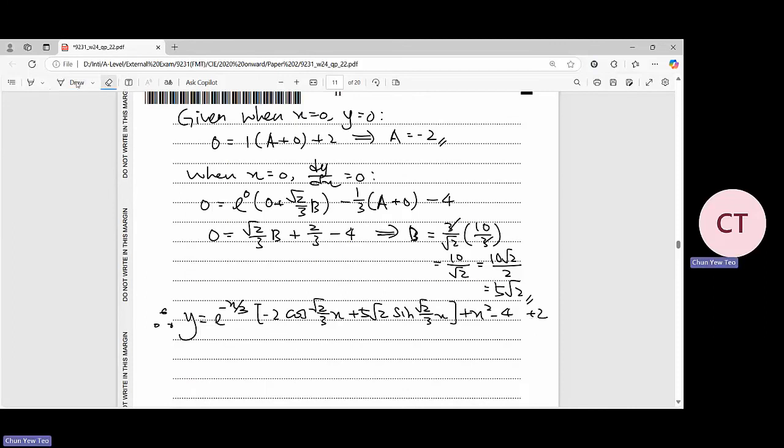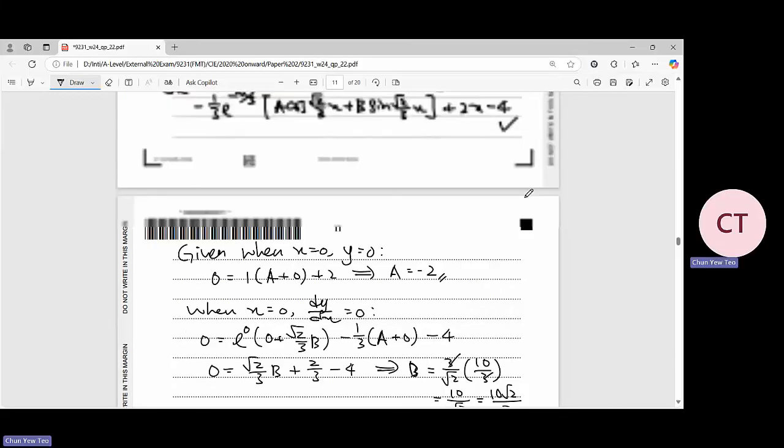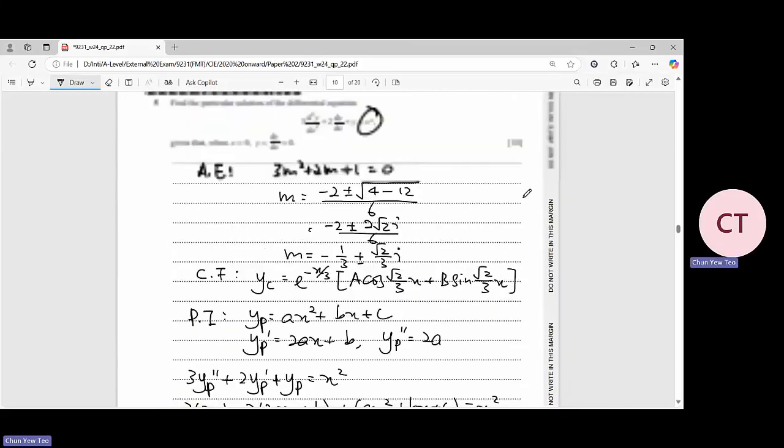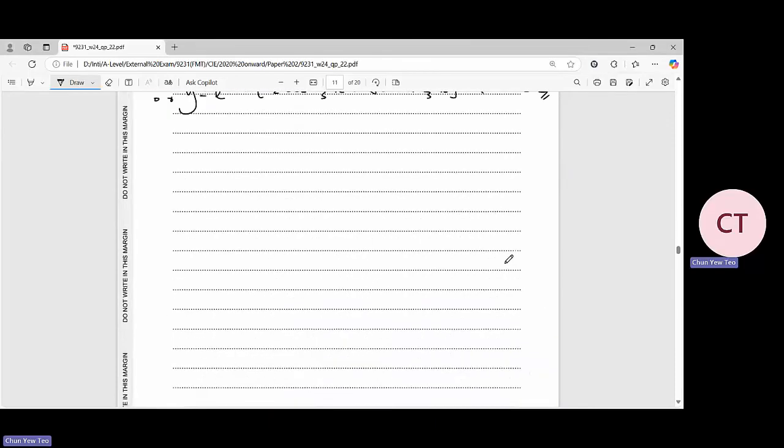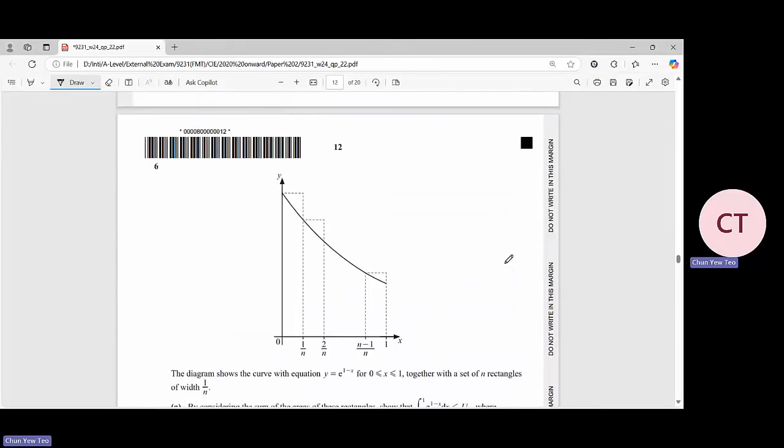Okay, so that's all. That will be the answer for question number 5. So this is the answer. Okay, so now we will be moving on to question number 6.